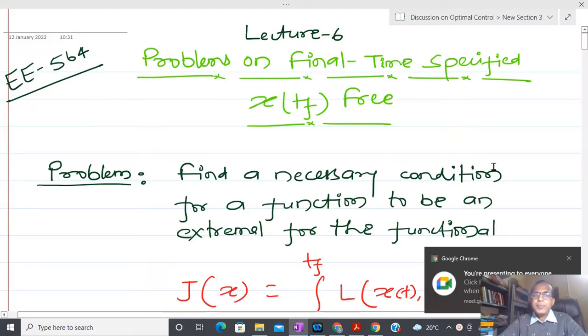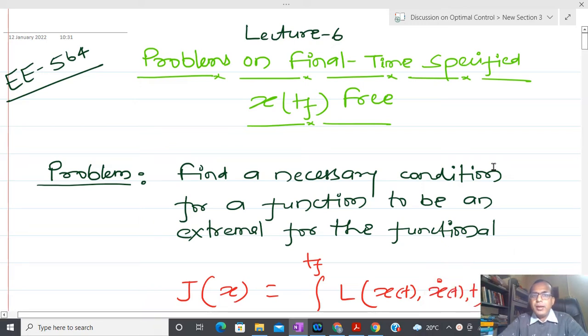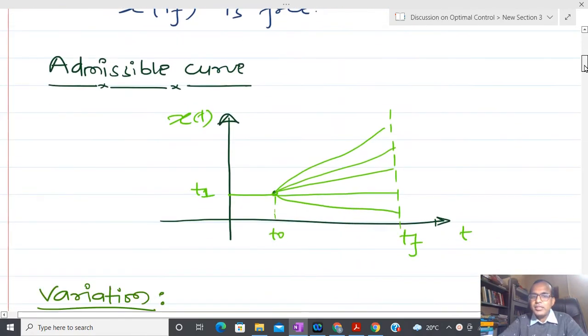So welcome back. In today's lecture, we are going to see the problem, and again I have to extremize some functional. At this moment, what we are assuming is that the final time is specified. So time is known to me, but x(tf) is free. Try to see the possible or admissible trajectory.